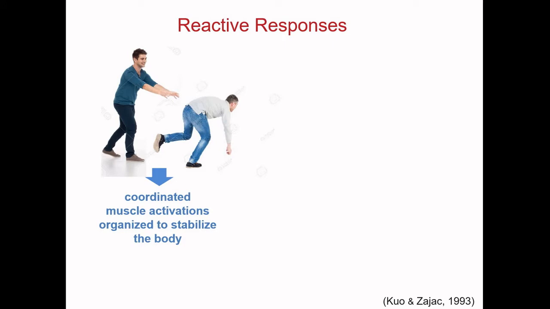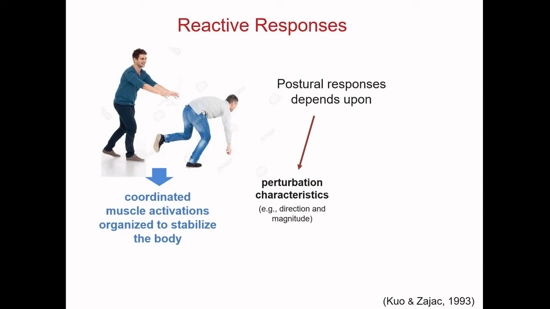In the first part of today's lecture, we will develop our understanding of reactive balance. In reactive responses, sensory feedback about an unexpected disturbance to balance is used to organize a coordinated muscle activation that acts to stabilize the body. Reactive responses are functional, that is, they are adapted to the situation that they occur in. Postural responses are adapted to the characteristics of the perturbations that are experienced. For example, a reactive response will be organized to effectively oppose both the direction and the magnitude of the perturbation experienced.